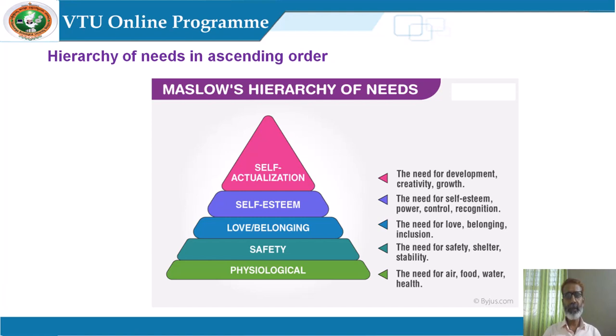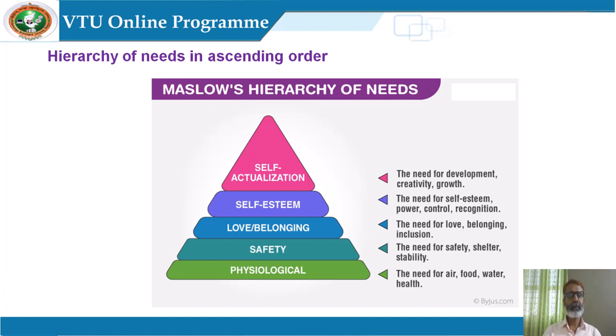The need for safety, shelter, and stability in the job also. Once you get good food and you are having good health, the next level you think about is safety. To have safety, you need to have a house or a good shelter and stability in terms of the job where you are performing. Then the third level needs are love or belonging needs. They are belongingness and inclusion. Then the fourth category is self-esteem: the need for self-esteem, power, control, and recognition by society or by the organization where you are working. That is the fourth level expectation in any employee.